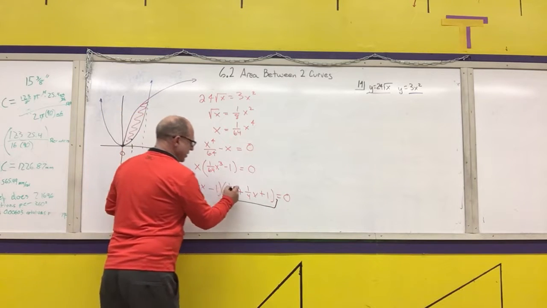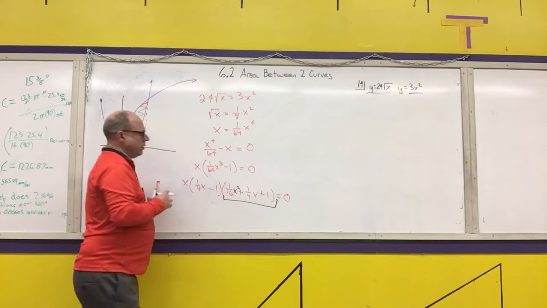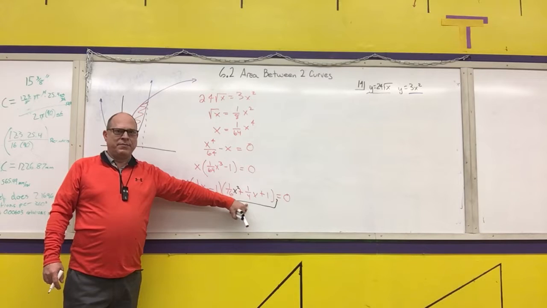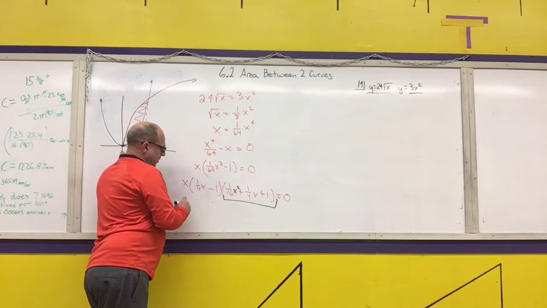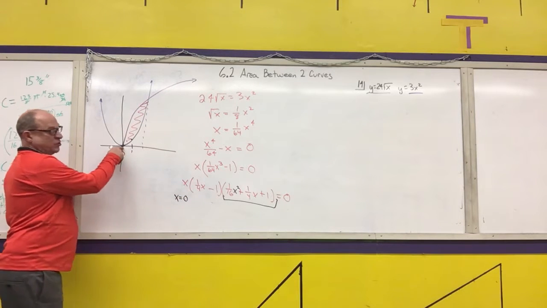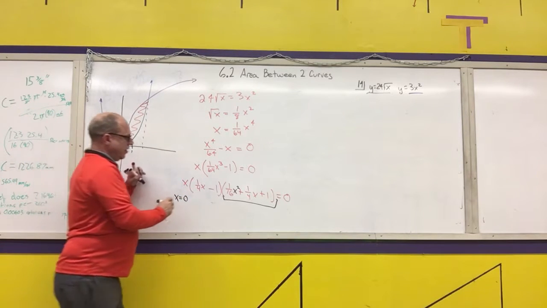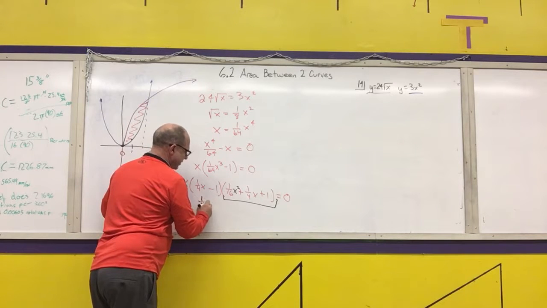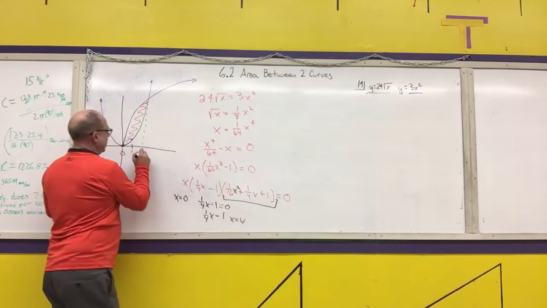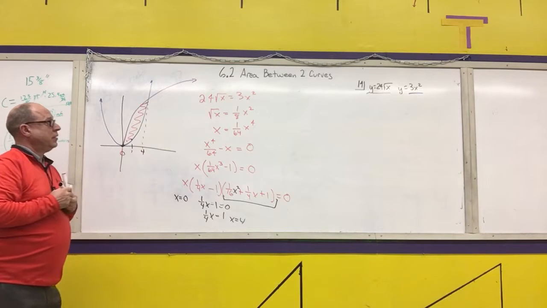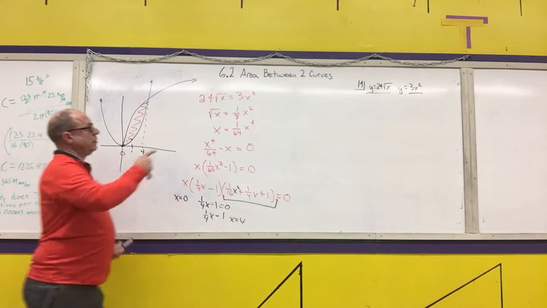Oops, I forgot an x squared here. This pattern is only going to give me imaginary answers, so I don't care about that one. I care about this one. So I'm going to set x equal to 0, which gives me this one, which we already knew. And then I get 1/4 x minus 1 equals 0. So 1/4 x equals 1, or x is equal to 4. They cross at 4.